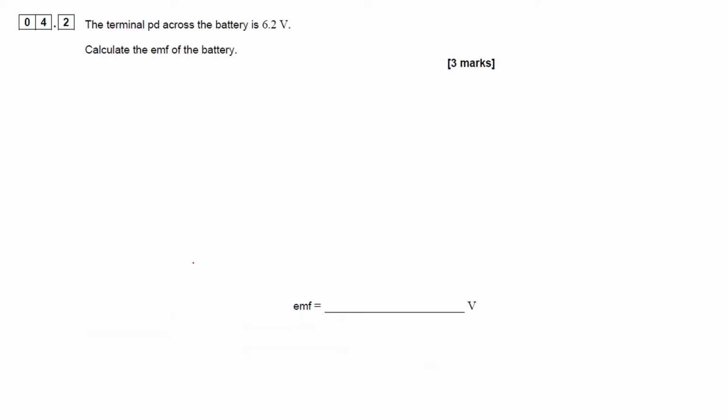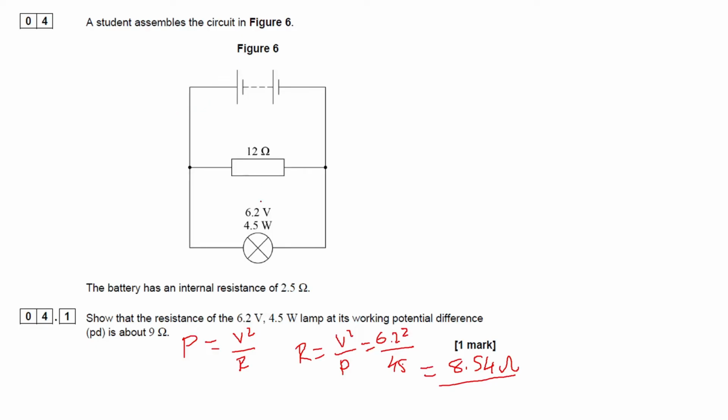In the next one, we need to work out the terminal PD across the battery is, well, we've been told it's 6.2 volts, and we need to calculate the EMF of the battery. So the terminal PD meaning that this is the voltage that is being supplied to the circuit itself, so that's the voltage across this resistor here, and the voltage across the bulb.